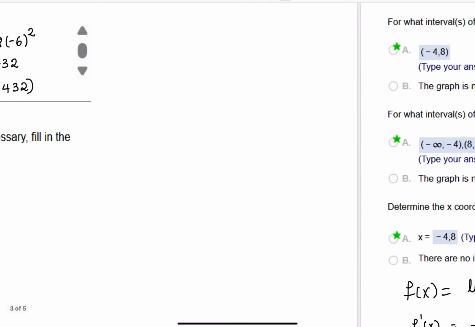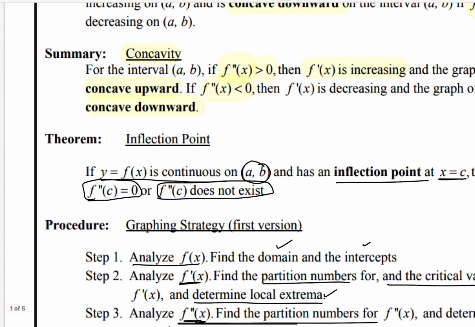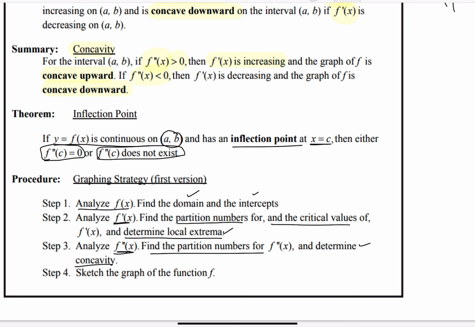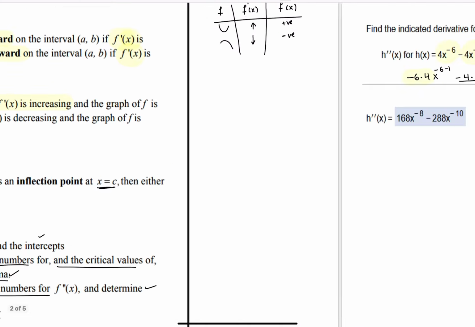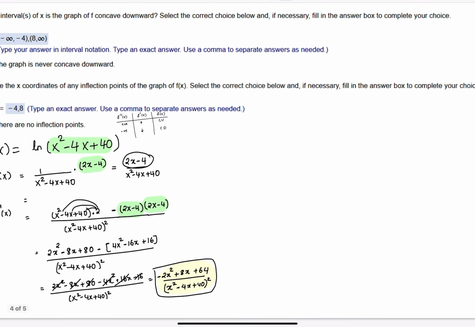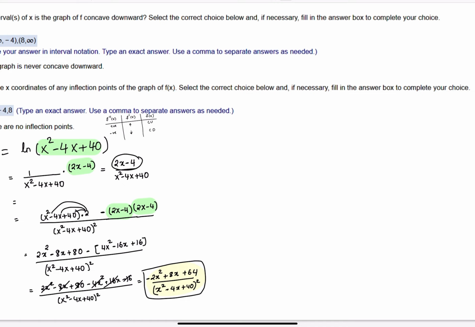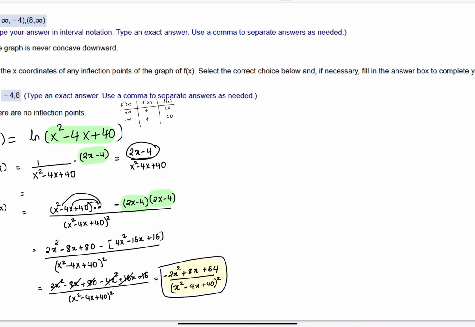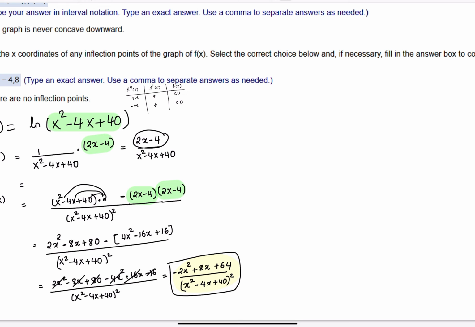Let's quickly go back here. Let me show you the formula. The inflection point is at x equals c when f double prime is equal to 0, or if it does not exist. So I'm going to set that equal to 0. And now you might say, Miss, why am I not looking at when it does not exist? So when you look at if it does not exist, as you can see this whole thing, where is that?